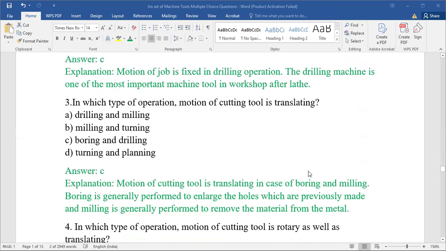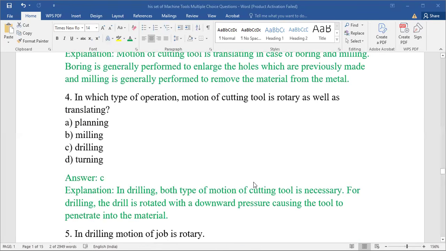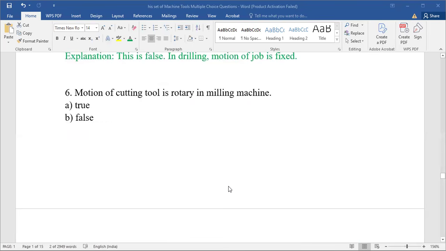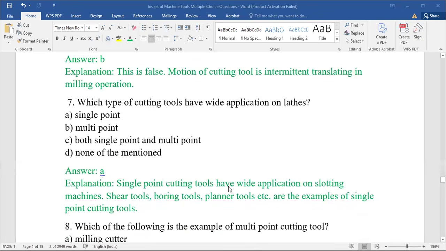In which type of operation is the motion of the cutting tool translating? Boring and drilling. In which type of operation is the motion of cutting tool rotary as well as translating? This is the drilling operation. In drilling, motion of the job is rotary, true or false? This is false. Sixth one, motion of the cutting tool is rotary in the milling machine, true or false? This is false.